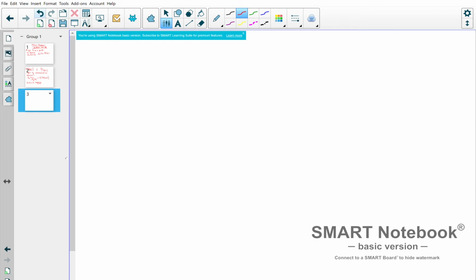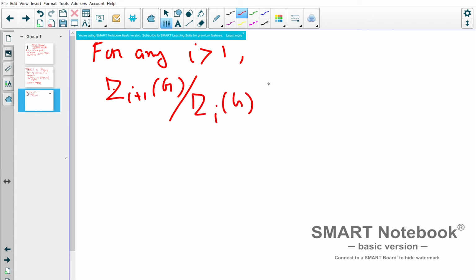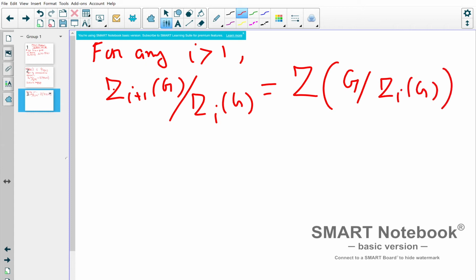In general, I can define Zi. For any i greater than 1, how do I define Z(i+1) of G? Z(i+1) of G mod Zi of G is nothing but the center of the group G mod Zi of G.